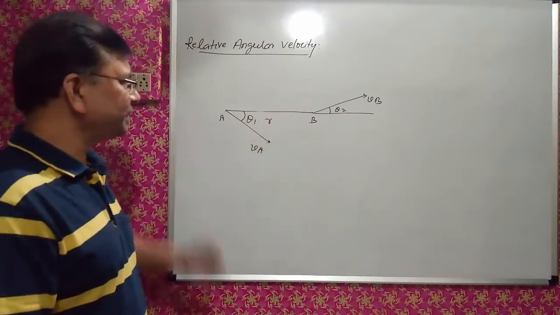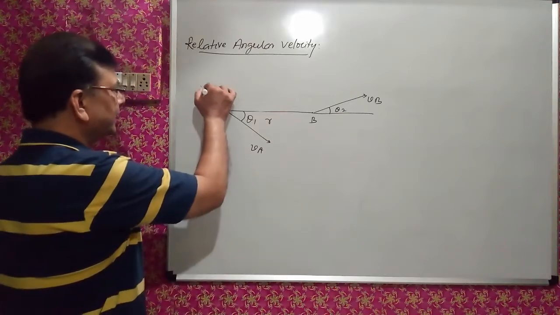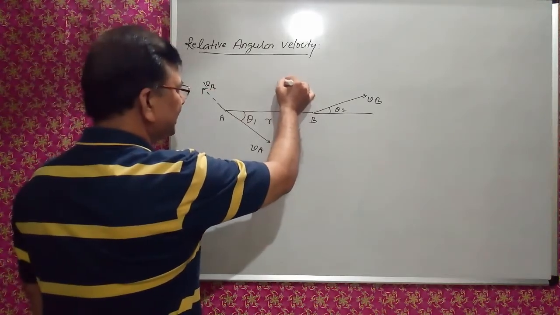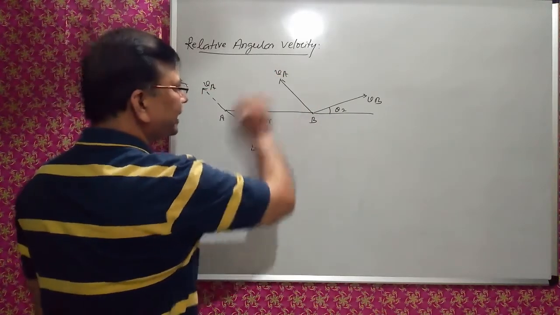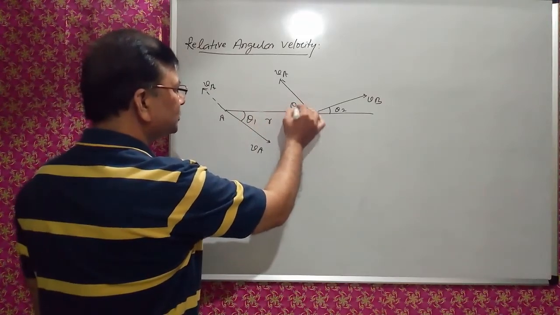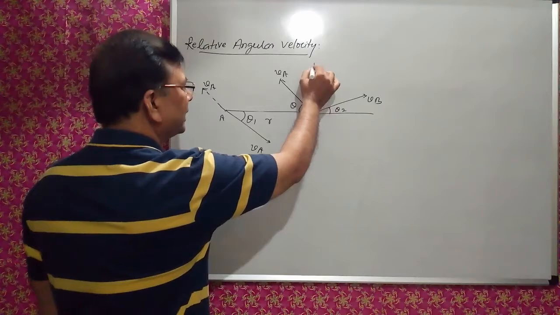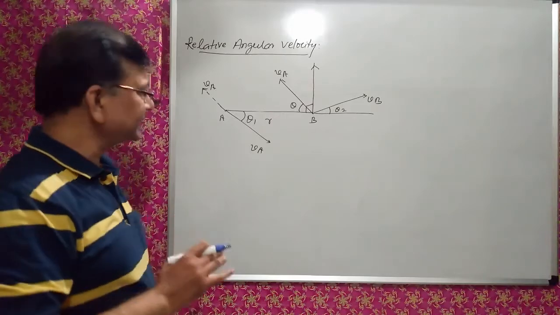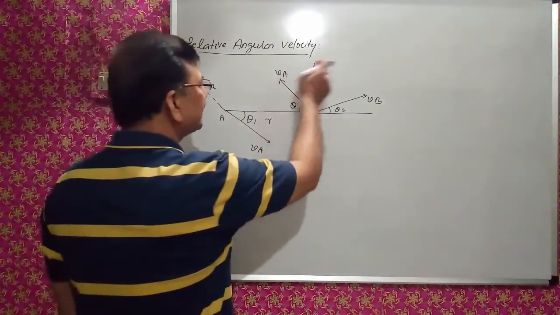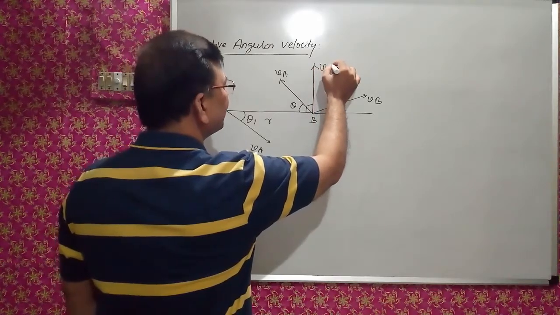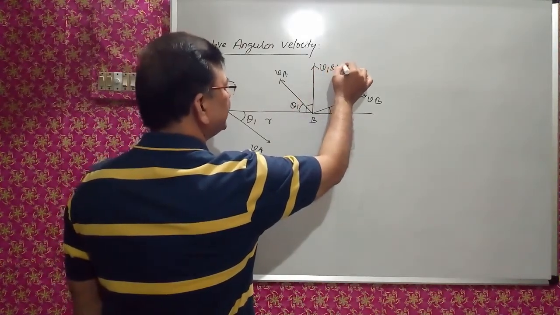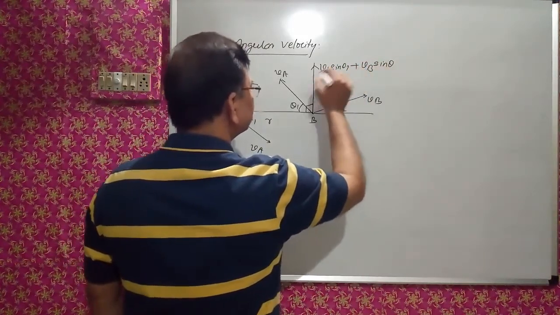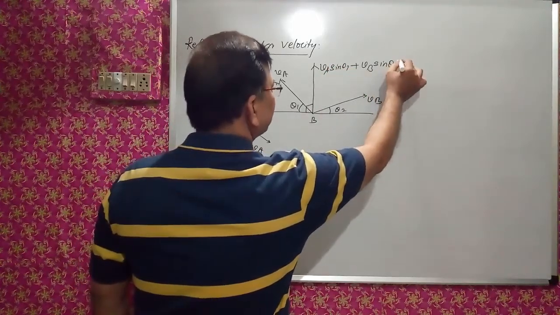Relative velocity of B with respect to A. Same procedure: make the velocity of A zero by giving VA in the opposite direction. So here, in the same fashion, in the opposite direction, that is VA. This theta 1, this will also be theta 1. Draw the normal. In this 90 degree direction, whatever velocity is there, that will decide the angular velocity. So this component, if you take, is VA sine theta 1, and for VB it is VB sine theta 2.